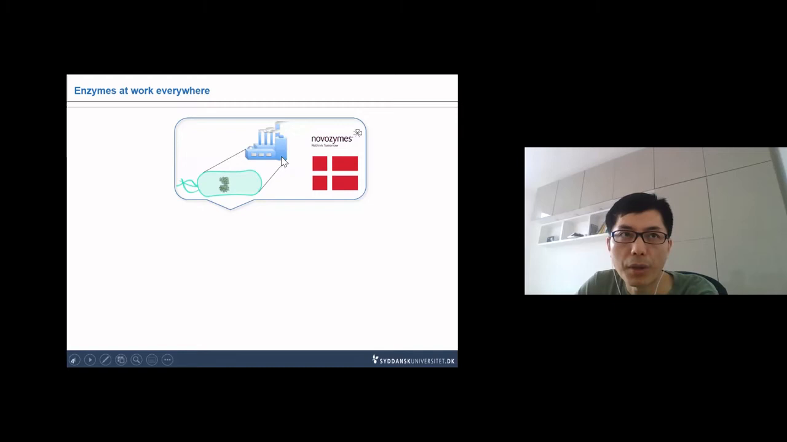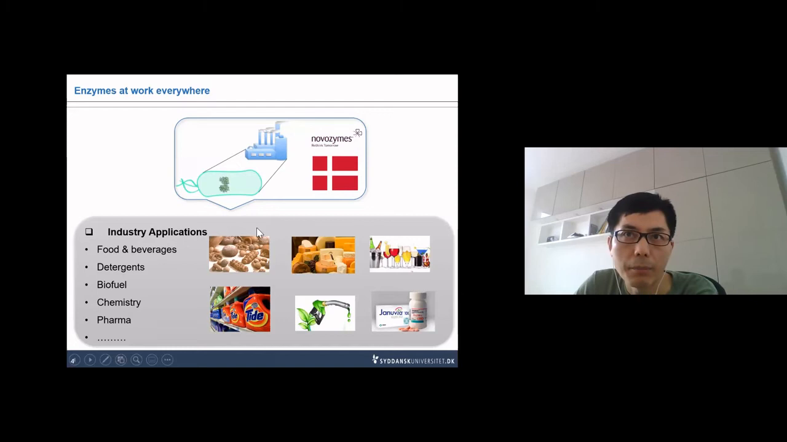Denmark here is a particularly strong country in enzyme technology. For example, we have the world's largest enzyme company, Novozymes, which produces nearly half of the enzymes for the world. Those enzymes have been widely applied in many different industries and also in your daily life. For example, you probably use enzymes to prepare your bread. The cheese you eat and the beverages and wines you drink are also produced by enzymes.